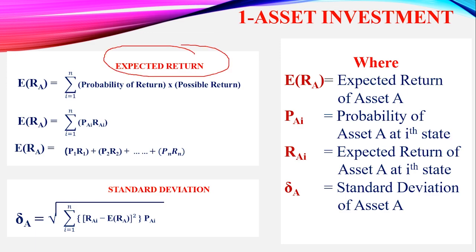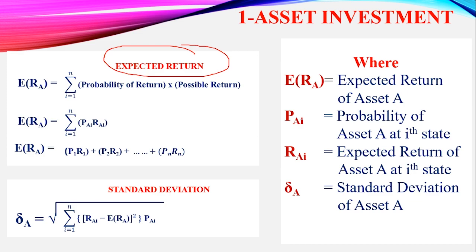Expected return is what you're expecting to gain. What is the gain on this particular asset? Of course, if an asset has a higher expected return, then that asset is more conducive to invest in. But if the expected return is lower than maybe what is set by the management, then it means that that particular asset is not favorable to invest in.